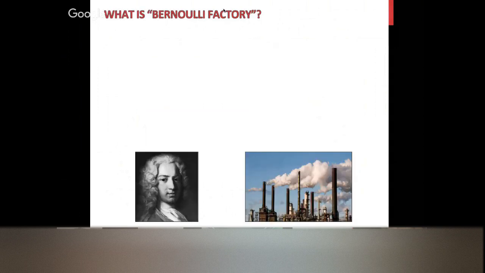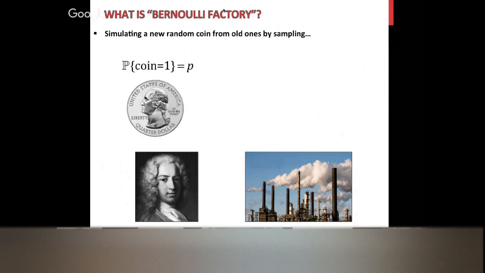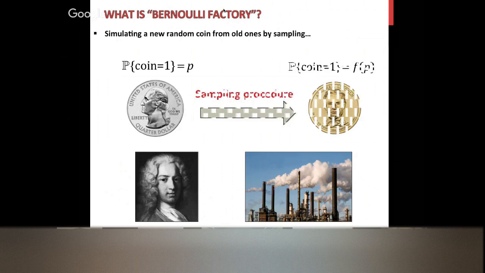So what is the Bernoulli factory problem? Which is, in a sense, very similar to what we are trying to solve here. The Bernoulli factory problem is the following problem. You want to generate a new random coin from some old coins that are given to you. Or in the simplest case, suppose you have access to some random coin that has some bias P. P is unknown, but you can toss the coin as many times as you want. Basically, you can sample from the coin. Now the question is, can you simulate a new random coin that has a bias f of p for some known function f without knowing p, by only sampling? This is the question that the Bernoulli factory is trying to solve.